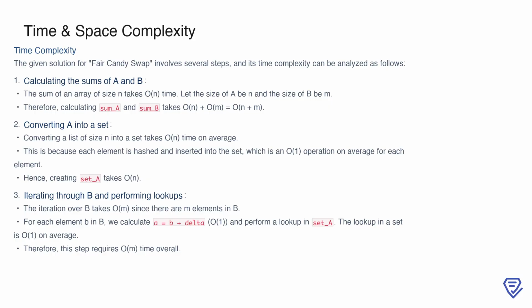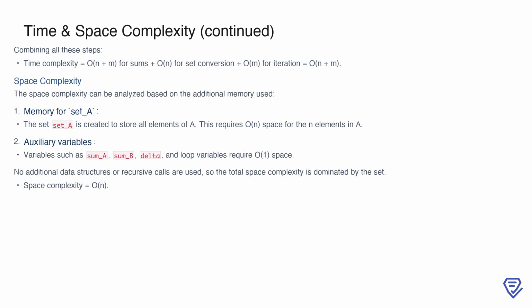For each element in B, we calculate a value and perform a lookup in the set. Both the calculation and the lookup are O(1) operations, so iterating through all m elements of B takes O(m) time. These steps together give us a clear breakdown of the time complexity. Combining all the steps, the total time complexity of the solution is O(n plus m), for calculating the sums, O(n), for converting A into a set, and O(m), for iterating through B. Adding these, the overall time complexity is O(n plus m).